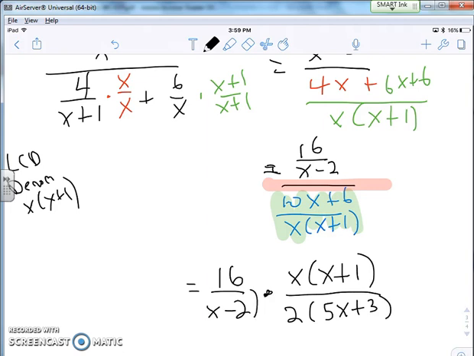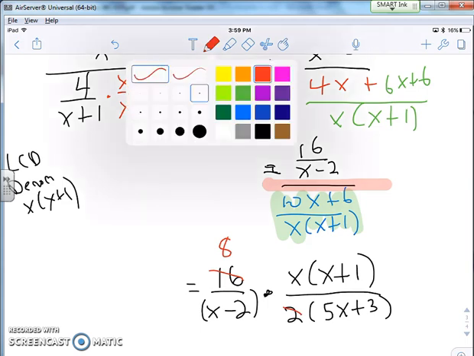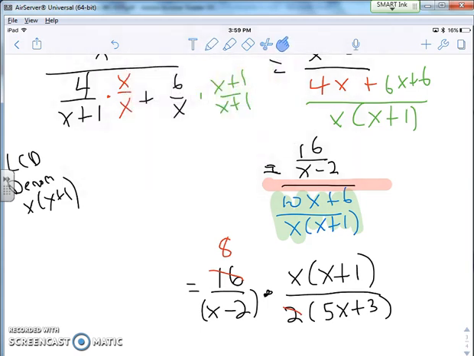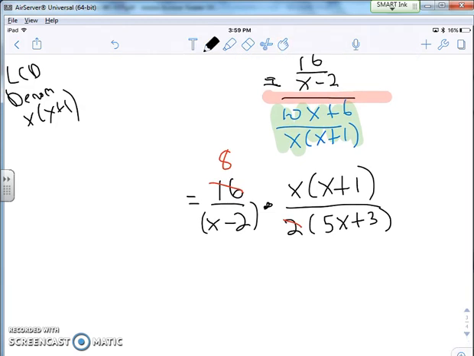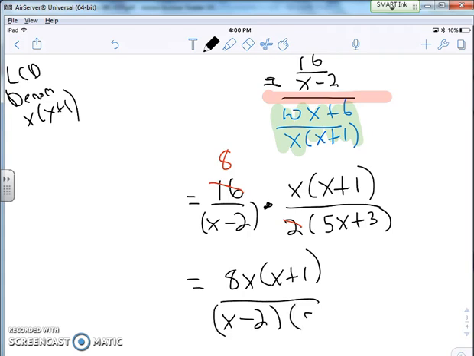And then I can simplify. We'll get some reduction in the 16 and the 2. And I think that's going to be it. So the final answer is going to be 8x times x plus 1 all over x minus 2 times 5x plus 3.